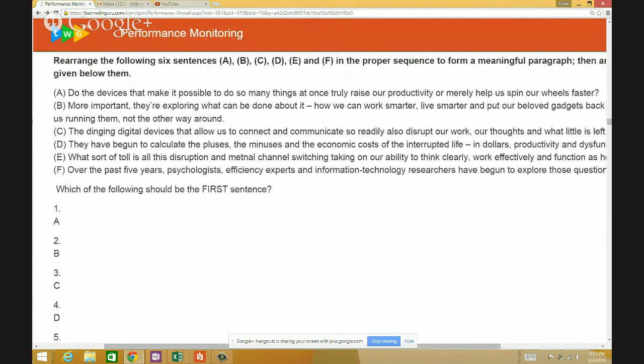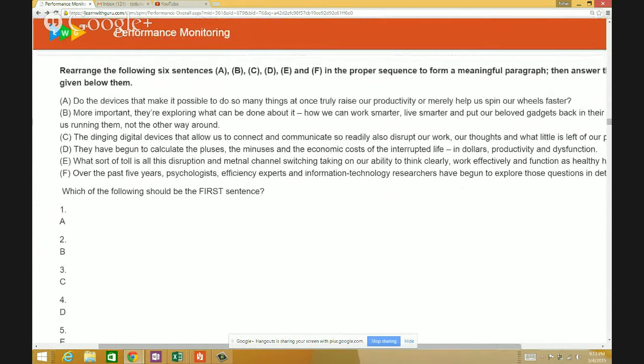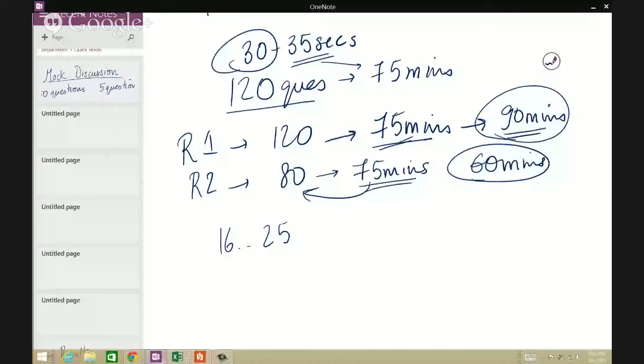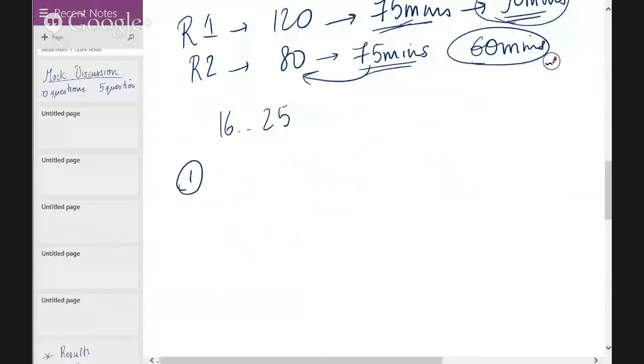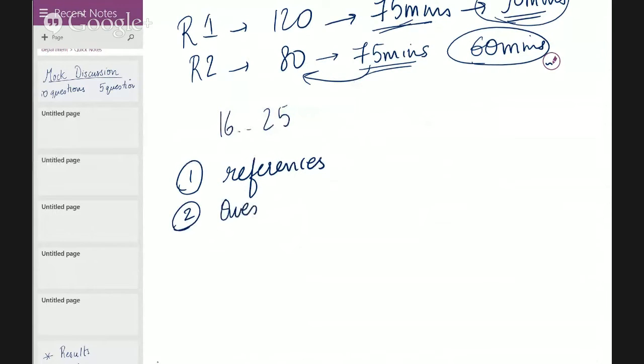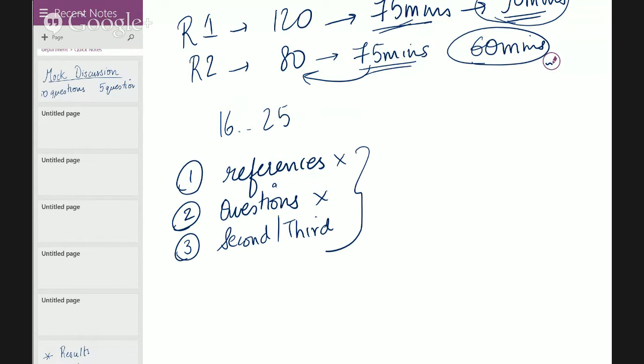Now let's look at "Do the devices." Again, keep that in mind. Normally parajumbles have some basic rules. First of all, the starting sentences cannot be references. In a lot of cases, they cannot be questions. Third, they cannot start with a second or third person pronoun. I tell you, these three things cannot come in a starting sentence, but they should have something descriptive.